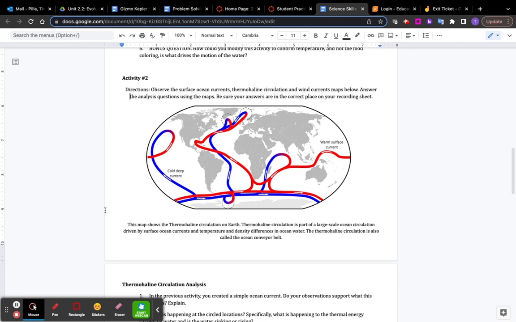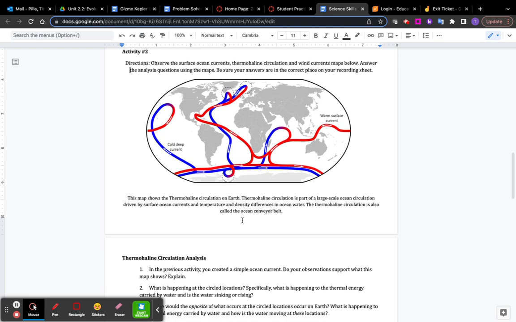Now, activity two tells you to remember all that stuff from activity one. All the things you learned from activity one, you're going to apply them to activity two. Here we have a picture. This is the thermohaline circulation. And the questions ask you to observe. Does what you saw in the previous activity about the temperature and the density of water, is that supported here? Essentially, what you got to do is look which color is on top of the other one.